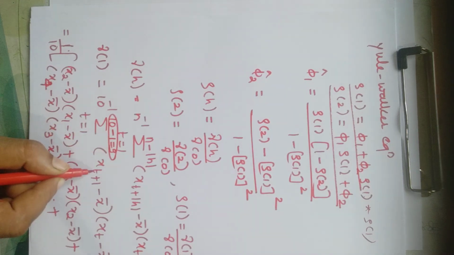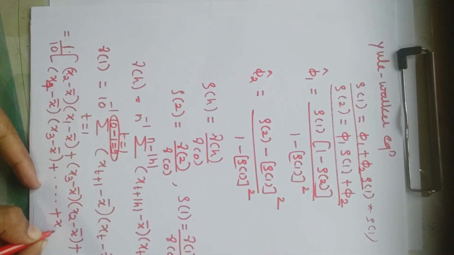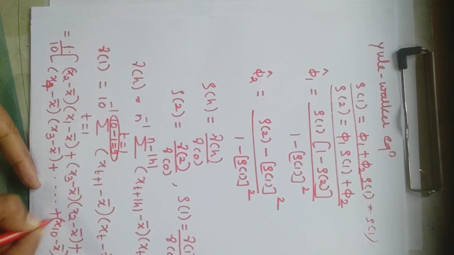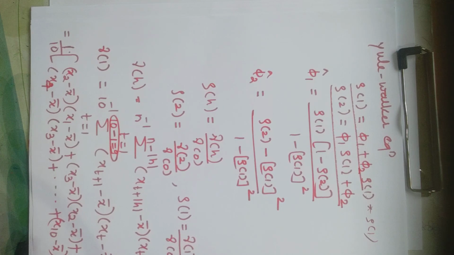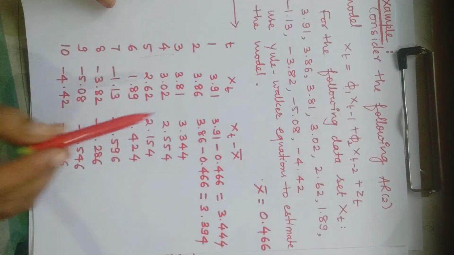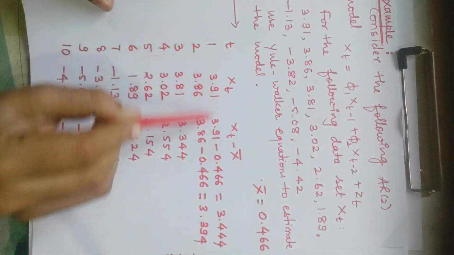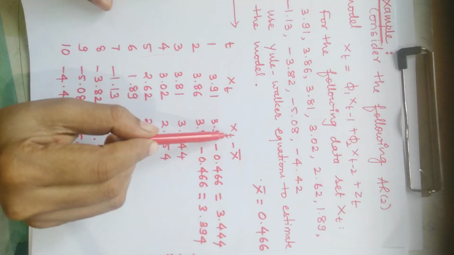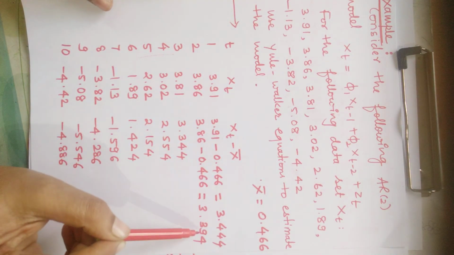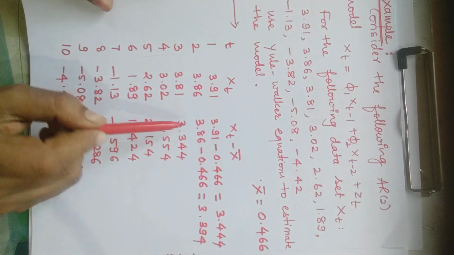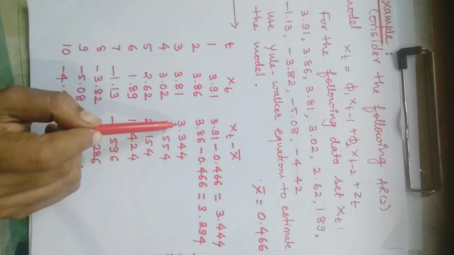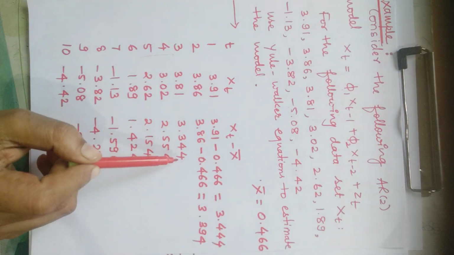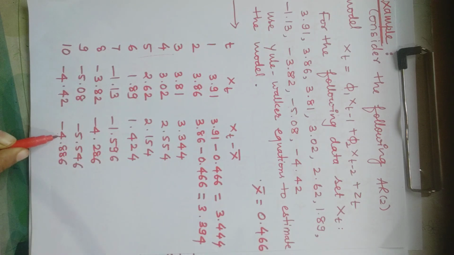So t is equal to 9, so 9 plus 1 it is 10, x bar into x9 minus x bar. So just by substituting the values of x2 minus x bar, x1 minus x bar, earlier we have seen this table: x1 minus x bar is 3.444, x2 minus x bar is 3.394, x3, when t is equal to 3, x3 minus x bar is 3.344. And this value is x10 minus x bar.